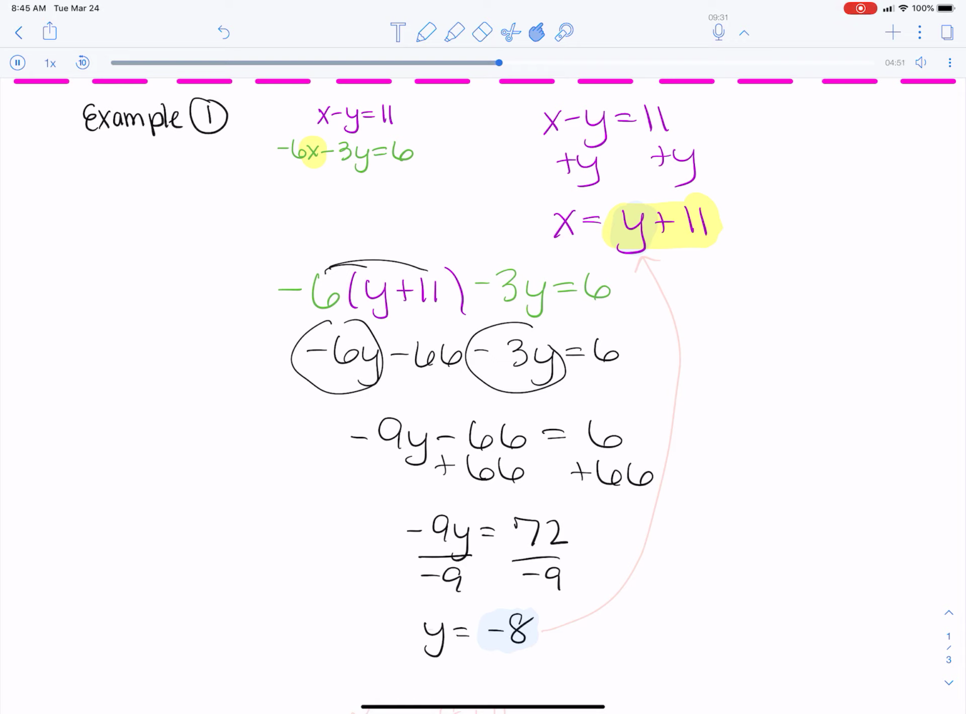In our last step, we're going to take what y is equal to, so we have one solution for y, I have negative 8, and I'm going to take that and plug it back into y.